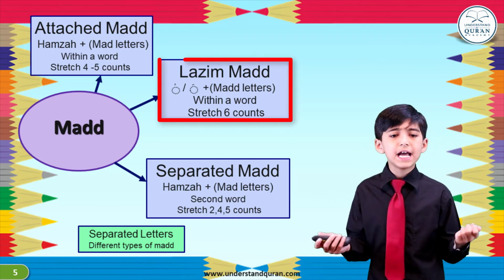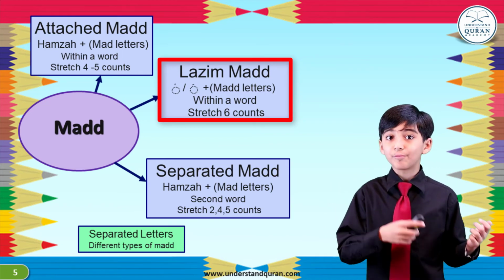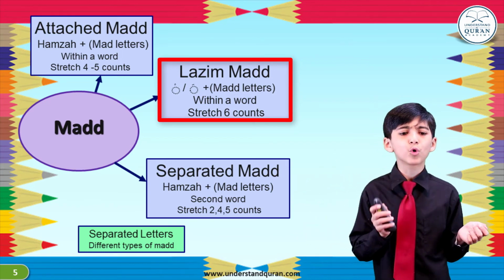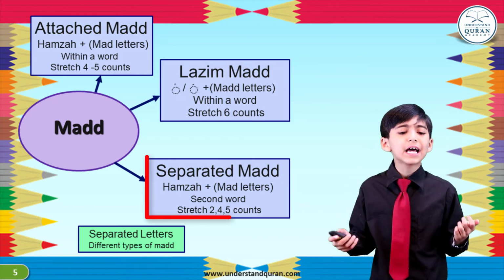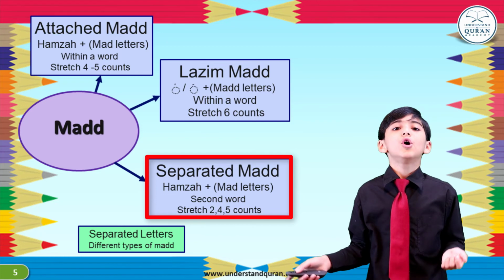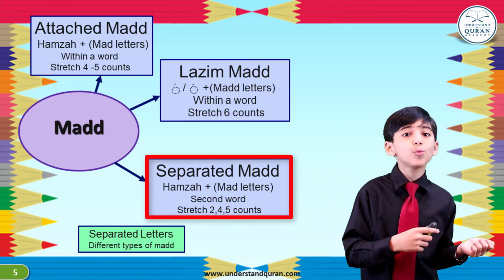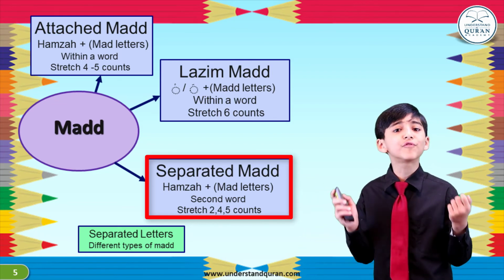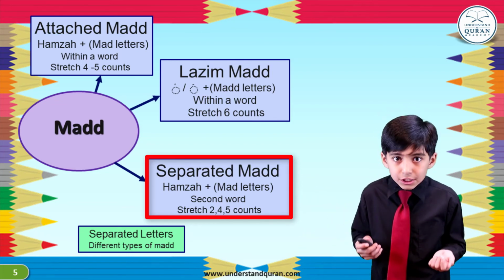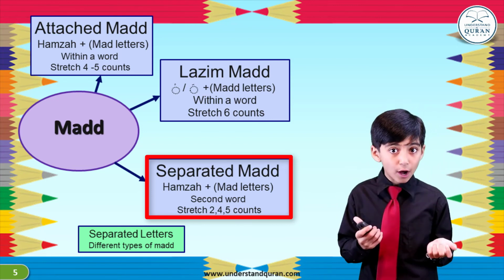The second one was Lazim med, where a sukoon letter or a shadda letter came after Alif med, Ya med, or Waw med in the same word. Then we would stretch it 6 counts. And then the last one would be separated med, where the Hamza would come in the beginning of the second word, and Alif med, Ya med, or Waw med would come in the end of the first word, and we would stretch it either 2, 4, or 5 counts.